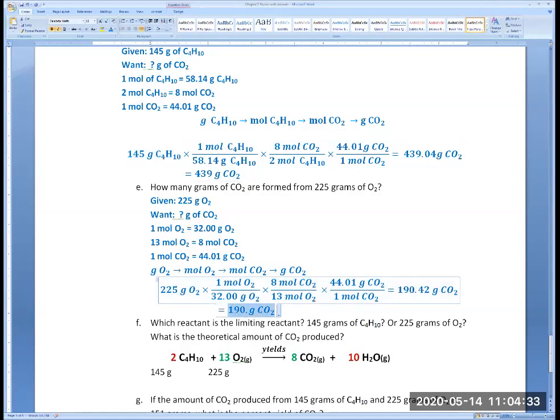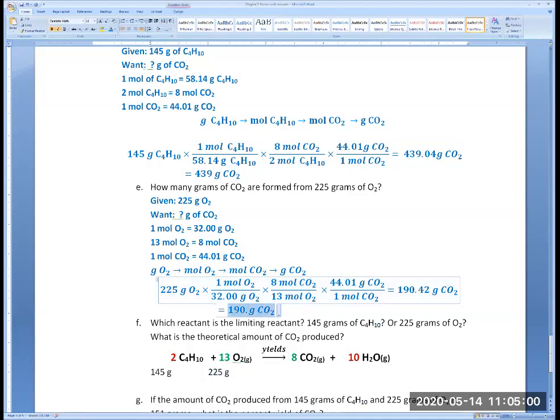So even though you have the possibility to do more CO2 from those 145 grams of C4H10, if you have no more oxygen available, you will not be able to make them. So the limiting amount then is oxygen here, the 225 grams of oxygen, because from that you can only produce 190 grams of CO2.